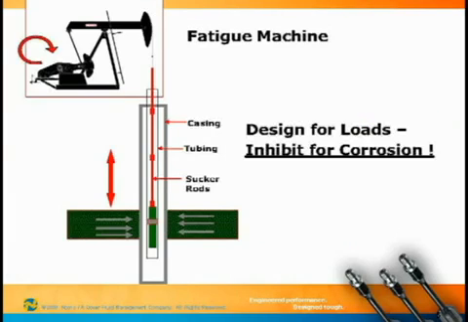Again, the system we're going to be dealing with here, and mainly the one I'm dealing with, is the sucker rod. It's going to tie us between that pumping unit up there and that downhole pump. We're putting our product in a fatigue machine, designed for loads and inhibited for corrosion.